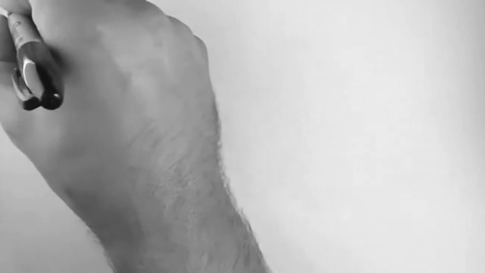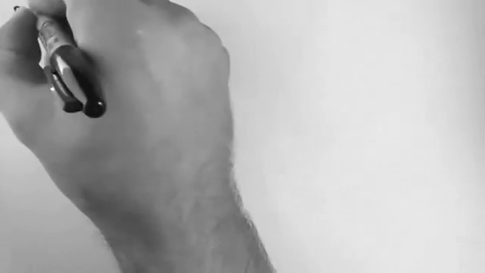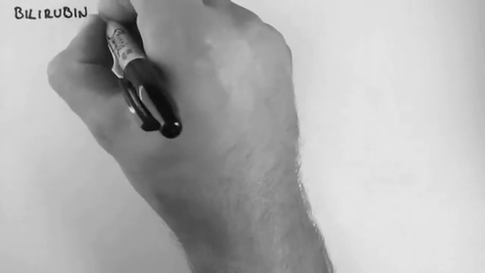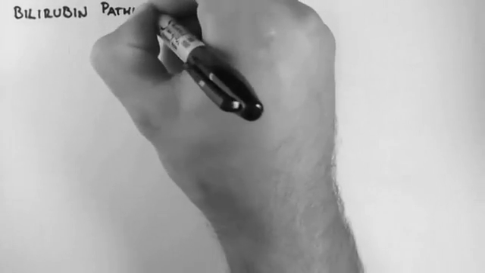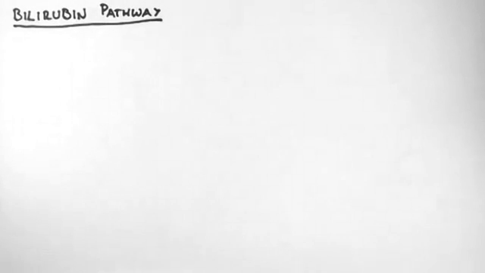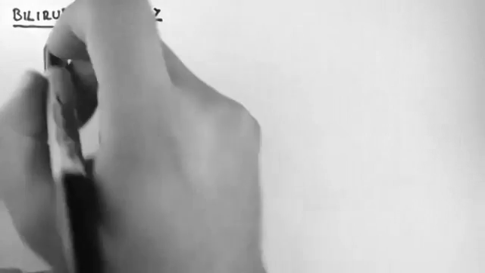Hi, in this tutorial I'm going to explain the bilirubin pathway. The bilirubin pathway is really important because excess bilirubin in the blood is the source of jaundice, which is a yellowing of the skin. Many diseases can cause jaundice, and understanding the bilirubin pathway helps us to diagnose these diseases.